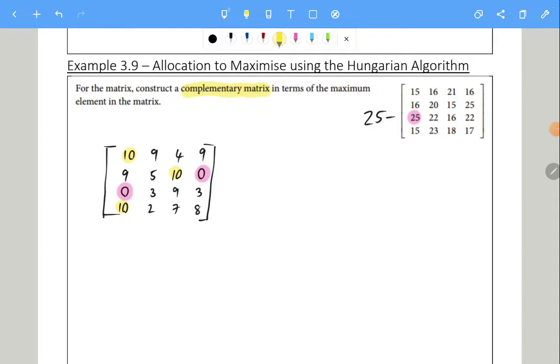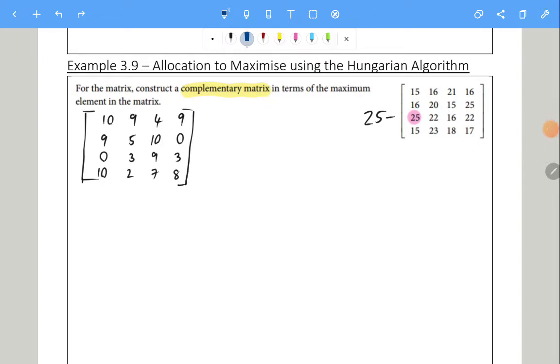Now what we do is use the Hungarian algorithm to minimize the opposite matrix, which is then going to tell us how to maximize the original matrix. A little bit of backwards thinking going on here, but let's just go through our Hungarian. Step 1 is row reduction, and once again, really important: if you see a 0, that means that row is not going to change. So minus 4 for the top row, minus 0 for the second row, minus 0 for the third row, minus 2 for the next row, which gives us 6, 5, 0, 5, 9, 5, 10, 0, 0, 3, 9, 3, and for the bottom row, 8, 0, 5, 6.